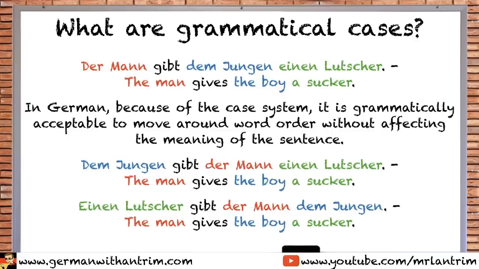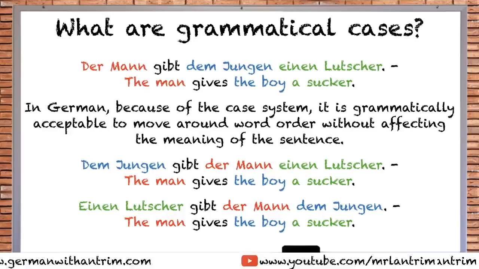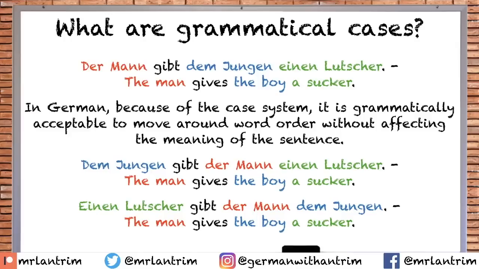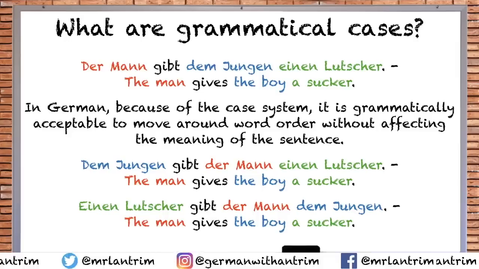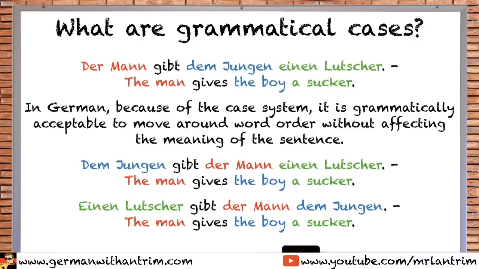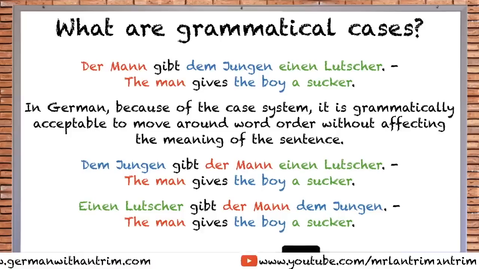Dem Jungen gibt der Mann einen Lutscher. Here we move the indirect object to the beginning of the sentence, meaning that it literally says, the boy gives the man a sucker. But the problem is, in English, if you switch the word order like that, the word order doesn't identify how it's being used. So we don't really know, and it changes the meaning of the sentence if you move the word order around. In German, the sentence means the same thing, even if you move this thing to the other side.